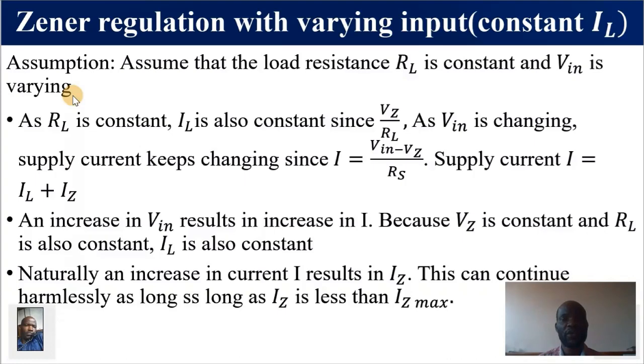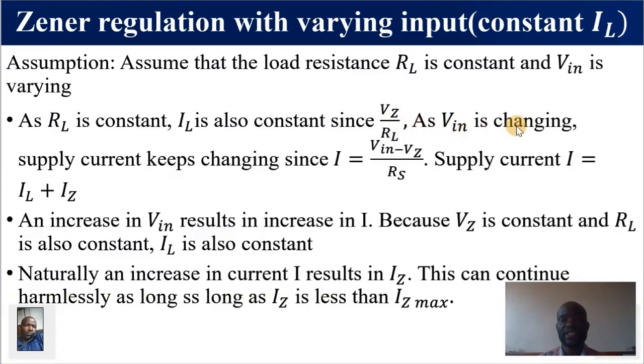Please take note of the following important points. If RL is constant, it means that load current, or the current through RL, which is IL, is also constant. And how is it calculated? Because the voltage across the load is the same as the Zener voltage, we can simply say IL equals Zener voltage divided by RL. Take note that this is very, very important.